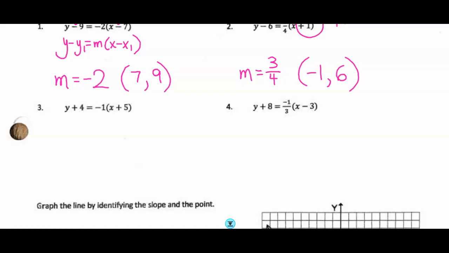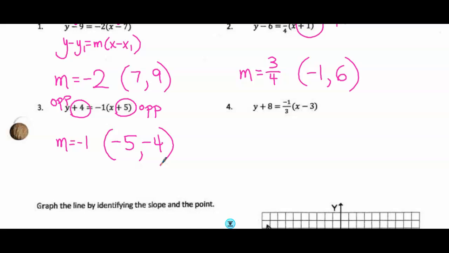On number 3, the slope is negative 1. I notice this is plus, so I need the opposite. I notice this is plus, so I need the opposite. Make sure you put the x value first, negative 5, and the y value second, negative 4. And the last one, my slope's always next to the parentheses, negative 1/3. This one's okay. This I need the opposite. So this would be (3, negative 8). So the first half of this lesson is making sure you can pull out the correct point and the correct slope.